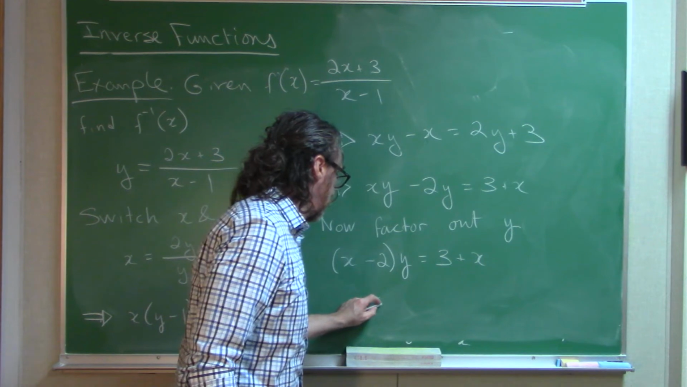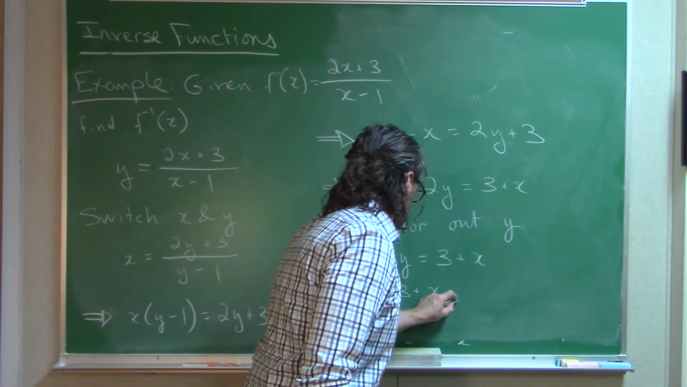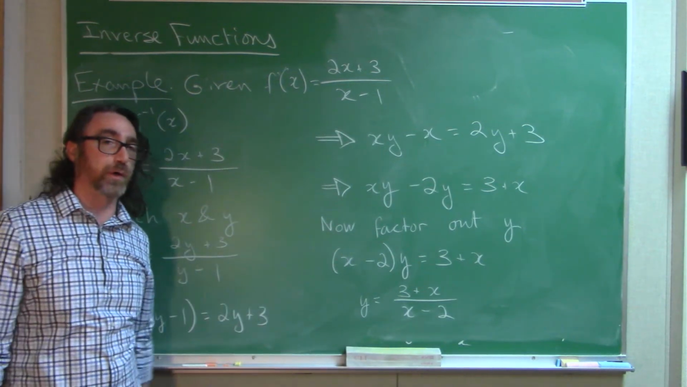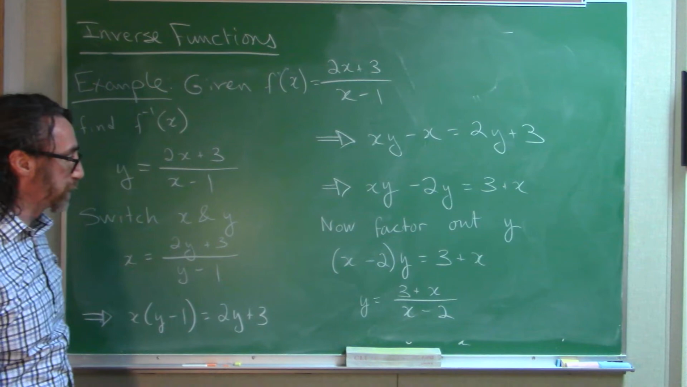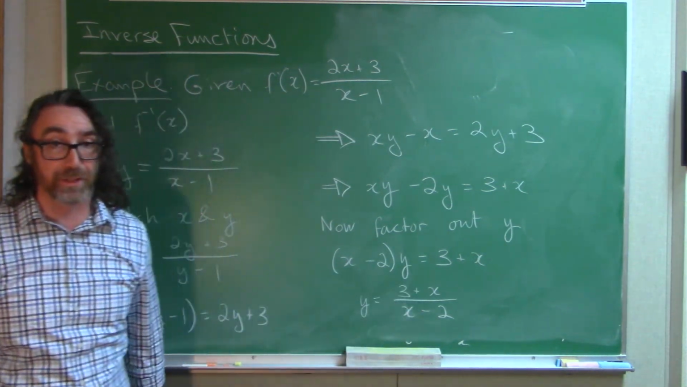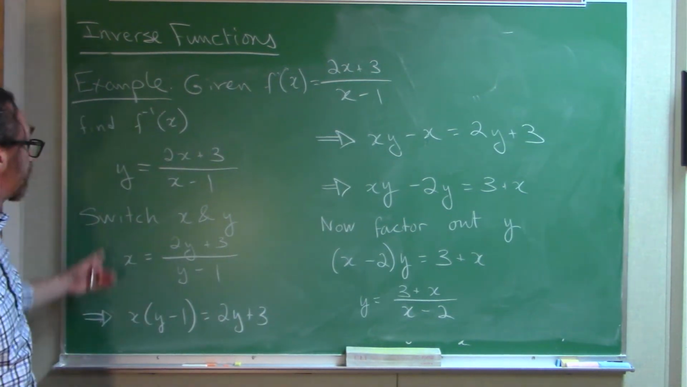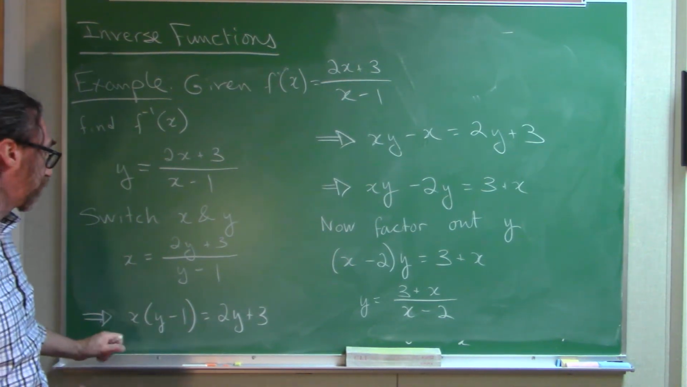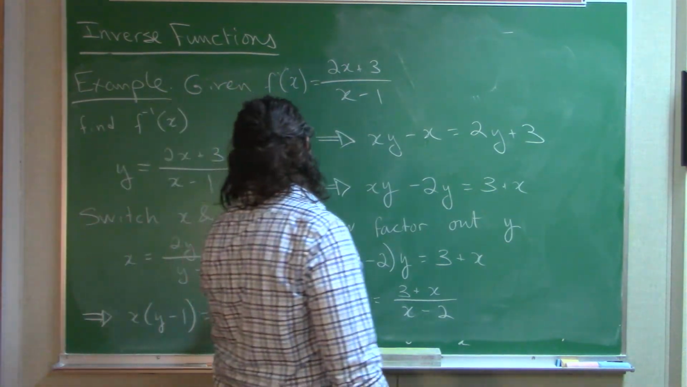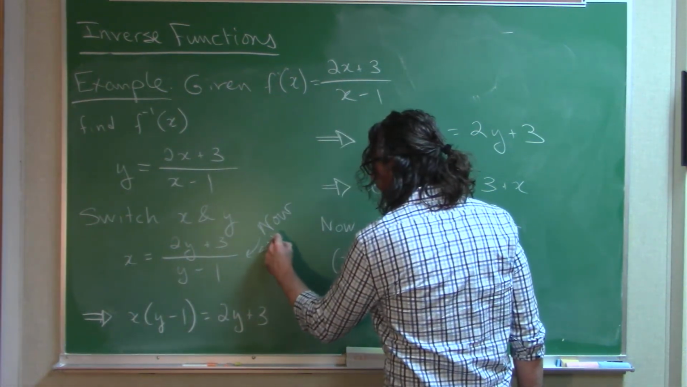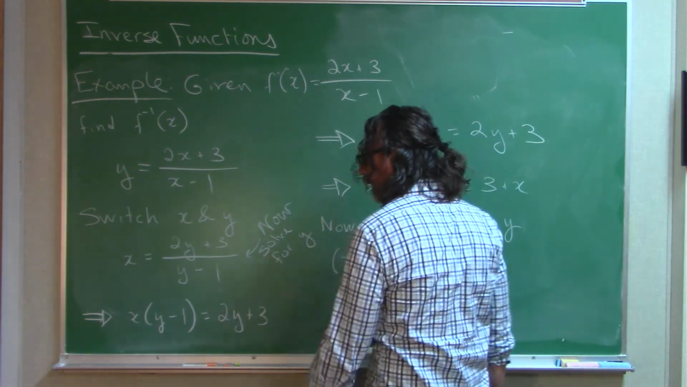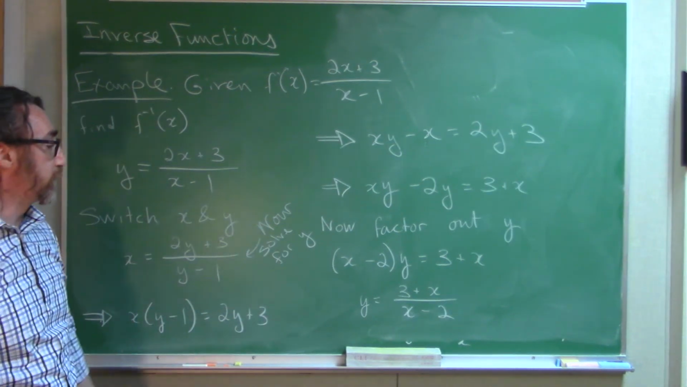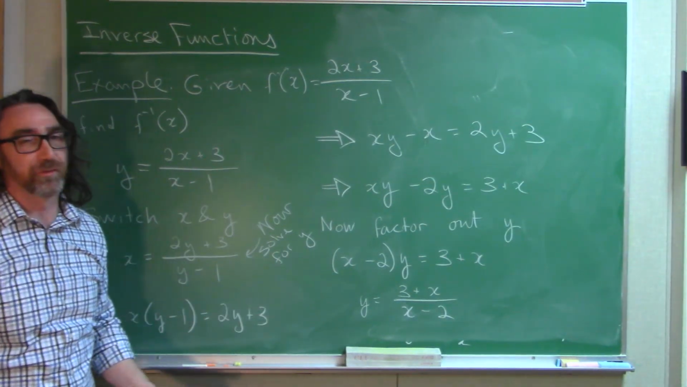And then, once you've done that, divide. And that's the expression for our inverse function. f inverse of x is 3 plus x over x minus 2. So it's an application of this three-step process. Write your function like this. Switch x and y, solve for y. And that process will get you the inverse function even in complicated scenarios like this.